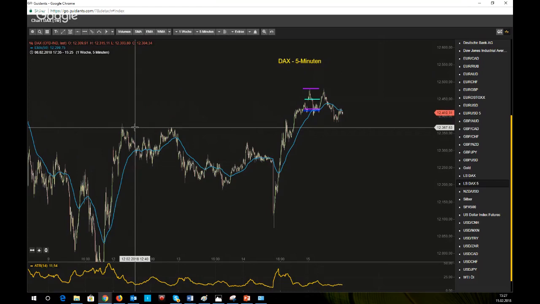So we should be really, really careful if yields keep on climbing. That could rather sooner than later result in another quite aggressive drop here in the equity markets.